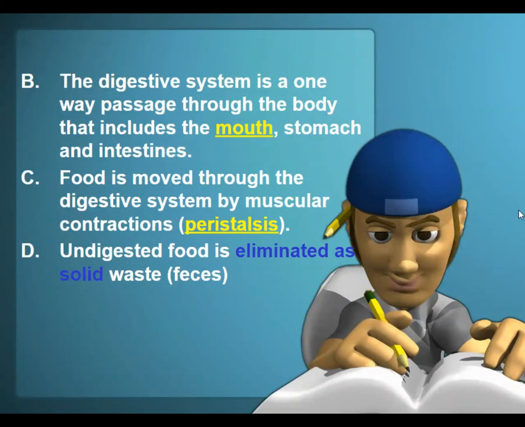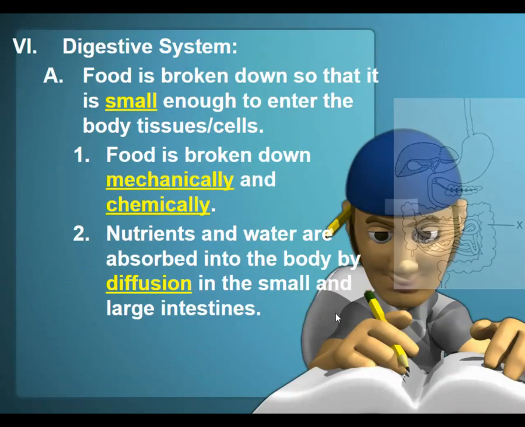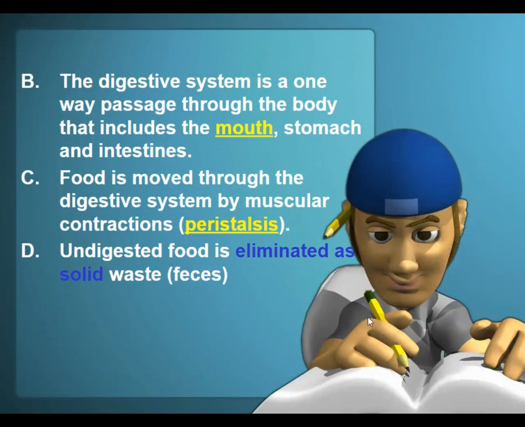The digestive system is a one-way passage through the body that includes the mouth, stomach, and intestines. Food is moved through the digestive system by muscular contractions called peristalsis, and these are involuntary muscular contractions. Undigested food is eliminated as solid waste or feces. And then, just so you remember, urine is a liquid waste, but that comes from your cells, not from your digestive system.